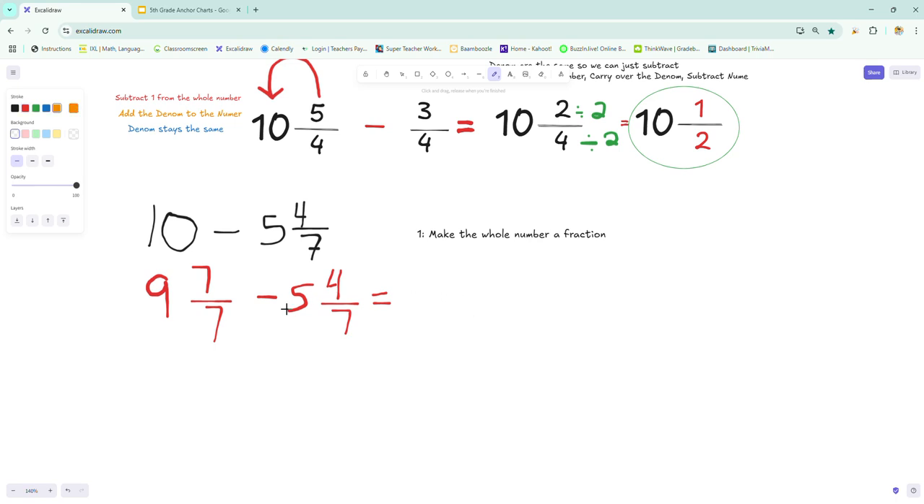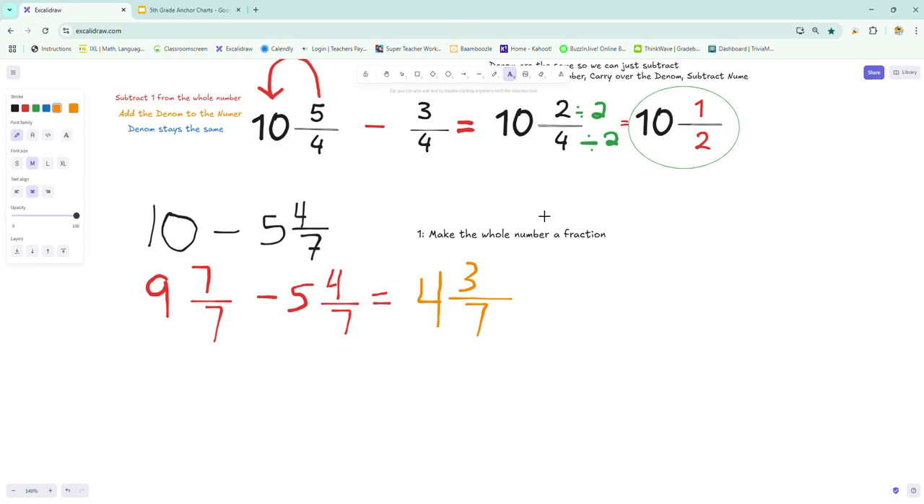So we want to subtract 9 minus 5, which is 4. So that is our whole number. And then we're going to subtract 7 minus 4, which is 3. And then our denominator stays the same, so that is 7. Now, if you look at this, you will be able to tell that this fraction does not need to be reduced to lowest terms. So 4 and 3 sevenths is already in lowest terms or simplest form. So 4 and 3 sevenths is our answer.